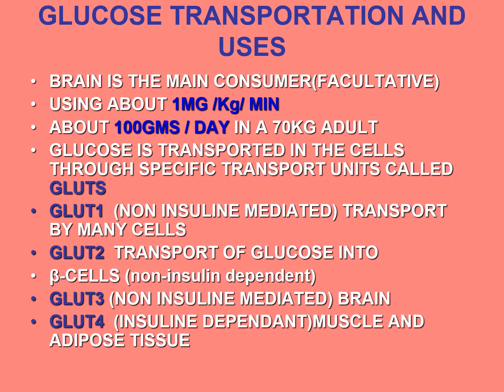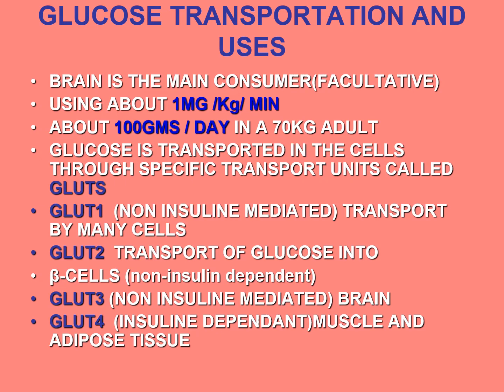Regarding glucose transportation and use, the brain, as I've told you, is the main consumer, using about 1 milligram per kilogram per minute, equivalent to about 100 grams per day in a 70 kilogram adult. Glucose is transported into the cells through specific glucose transport units, which are divided into about 4 types.